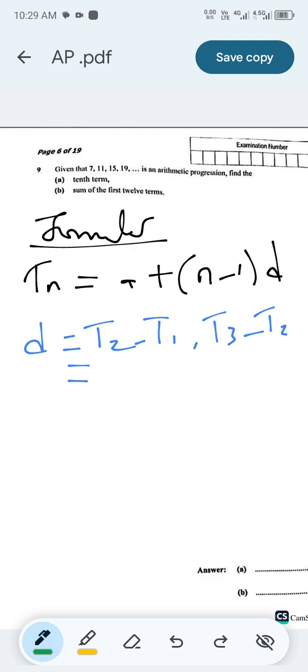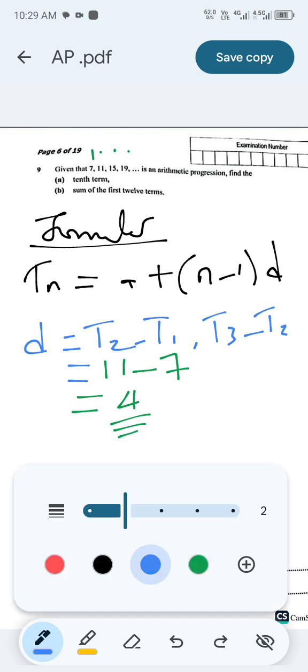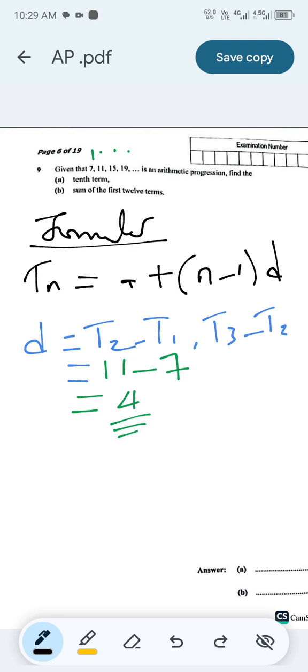What I mean is, 7 is the first term, 11 is the second term, 15 is the third term, 19 is the fourth term. So if we were trying to find the common difference, we are going to subtract the second term, which is 11, minus what is our first term? That is 7. What answer are we going to get? 11 minus 7, that's 4. We can also use the other formula to find this same 4.